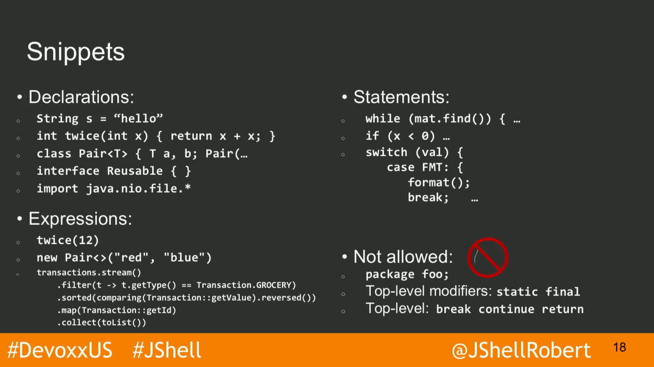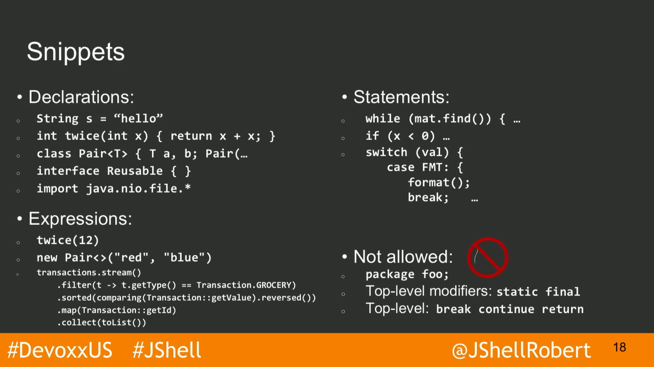Okay, expressions. Anything from a constant to a method call, or a complex stream expression. They're all valid. Again, if they're a Java expression with appropriate context, they're valid in JShell. Same with statements: for, while, if.